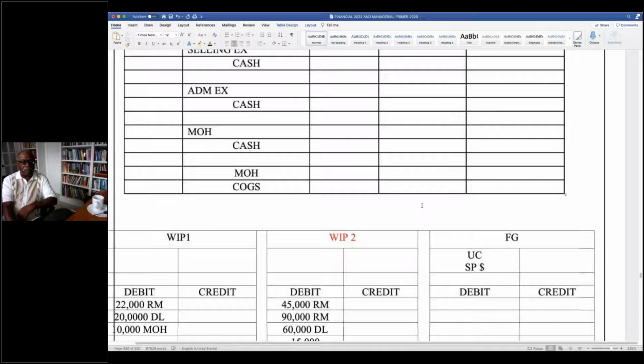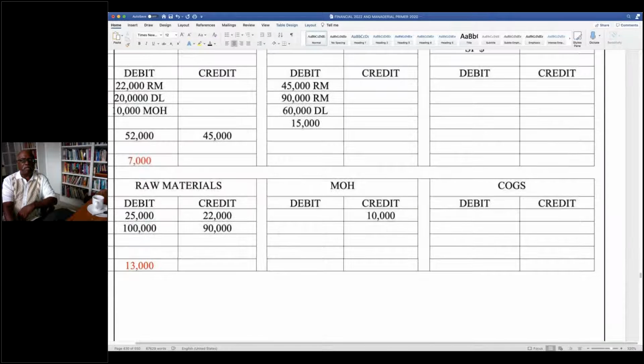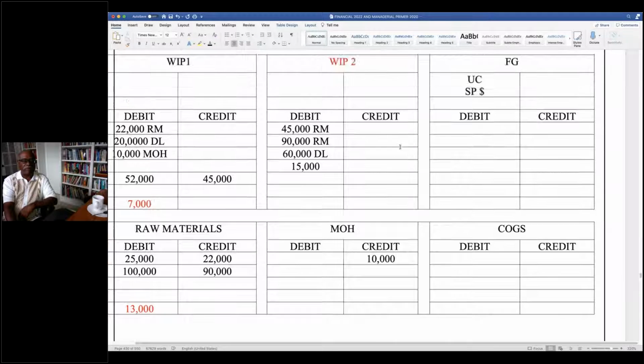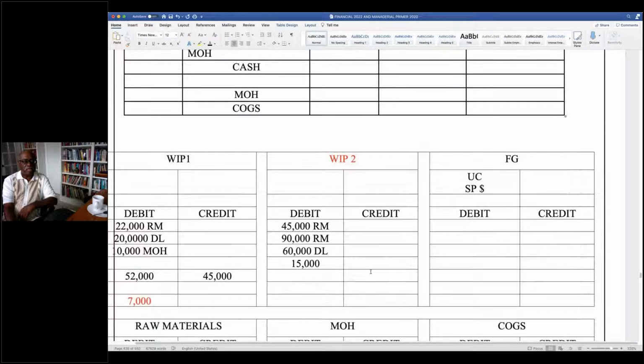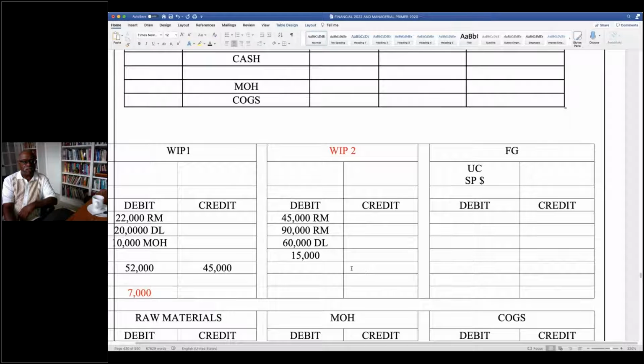So let's see, we can pick up on our T accounts now. We have to credit the transferring out, 150,000. So how much is left in work in process 2? 60,000.